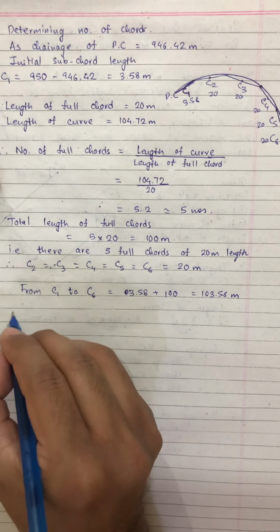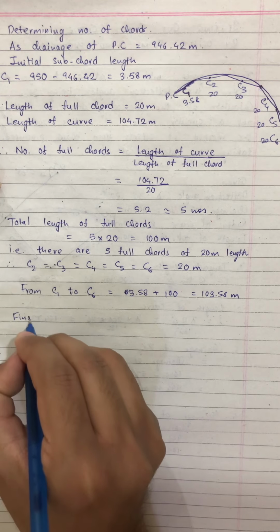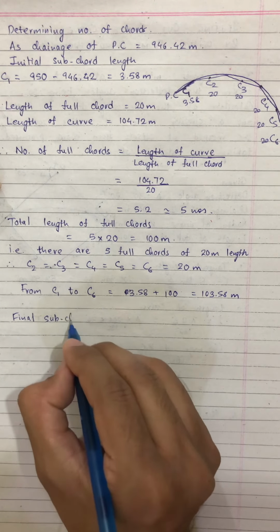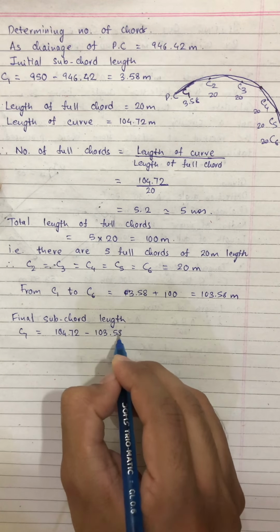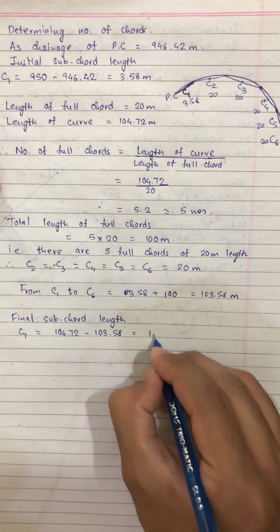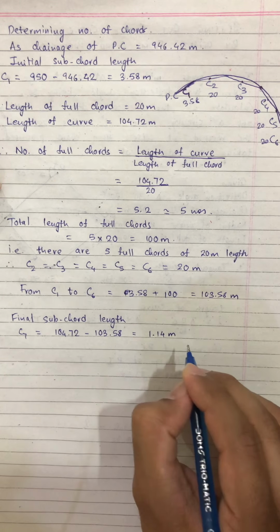That will be the final subchord. Final subchord length. Let us call this C7. So the final subchord length will be the total length of curve minus 103.58. That is 104.72 minus 103.58. On calculating this value, it comes out to 1.14 meter.